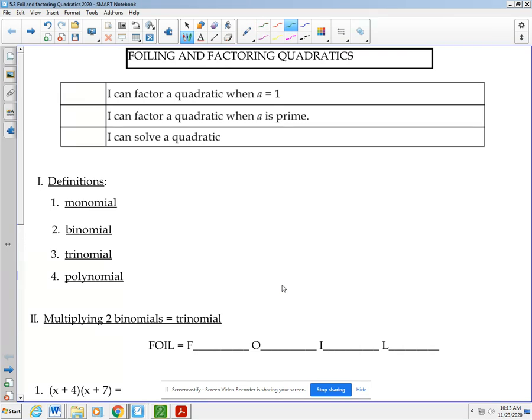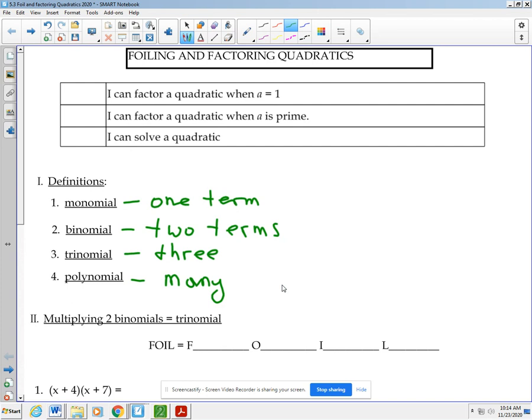So a few definitions. Monomial, mono means one term, such as x. Binomial, like bicycle, two terms. Trinomial means three. And poly means more than three, which is many. So poly could be 4, 5, 6. So poly means many. So just a few definitions.